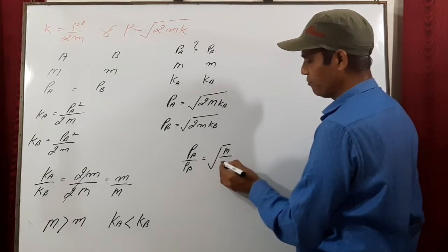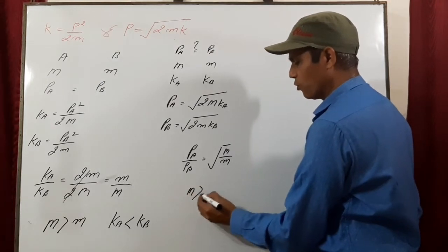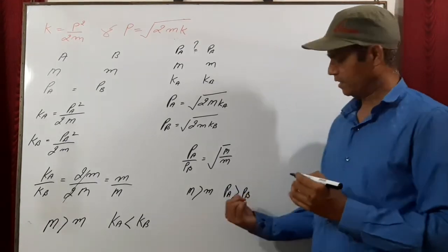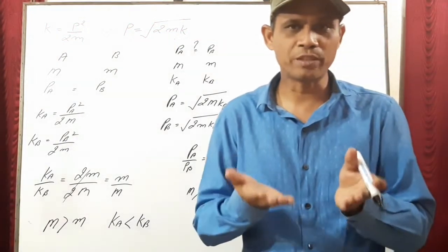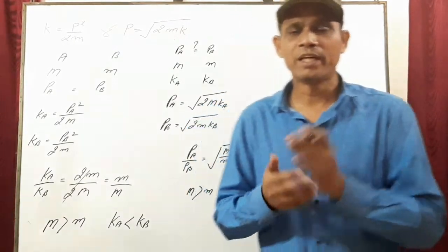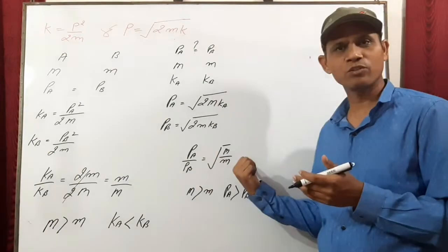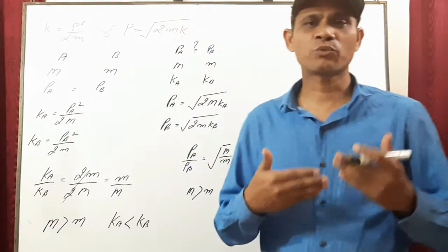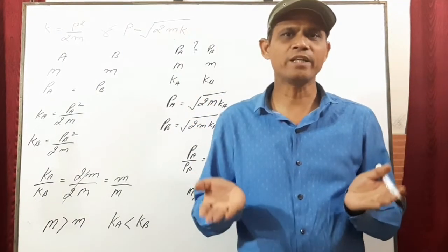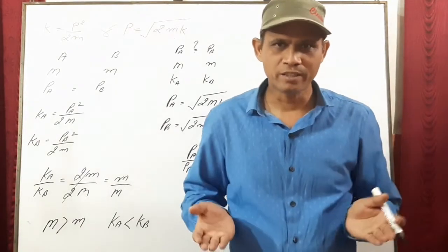Now as you know, M is greater than small m, therefore Pa is greater than Pb. That means the momentum of the heavier body will be more as compared to the momentum of the lighter body. And what will be the ratio? That can be calculated with the help of masses. If the masses are known to you, you can easily calculate the ratio of momentum of the two bodies. In this way you can solve these two questions very easily. Keep it in your mind. These are very important questions which are usually asked in the examination.